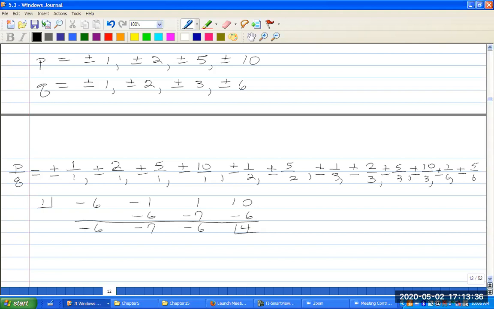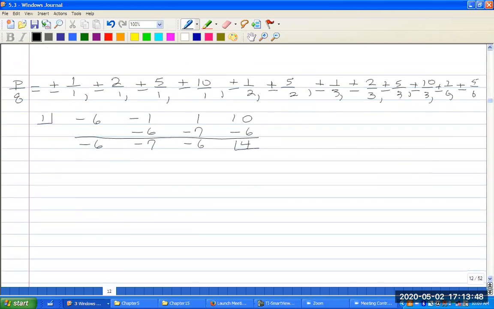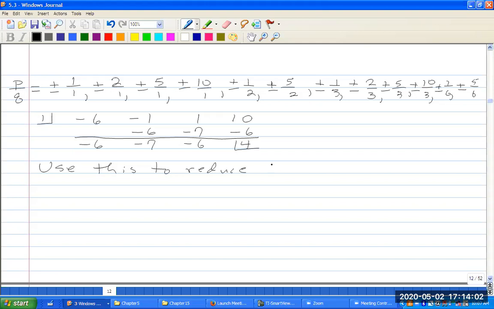But that actually makes your life easier. If it worked, you're happy. If it doesn't work, you're still happy. Okay, so now what this means is I can use this to reduce the number of possible rational roots.